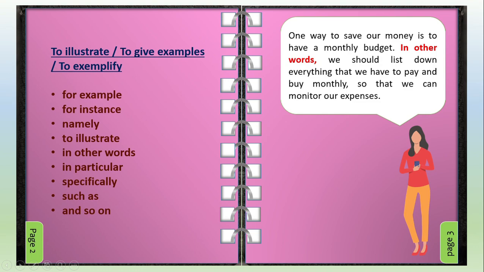The second example would be, one way to save our money is to have a monthly budget. In other words, we should list down everything that we have to pay and buy monthly so that we can monitor our expenses. In other words, list down is actually to exemplify the monthly budget.